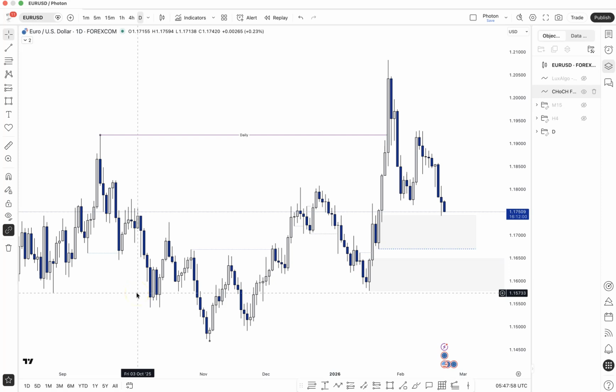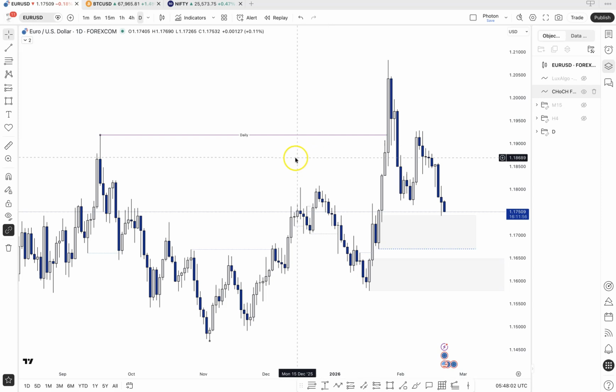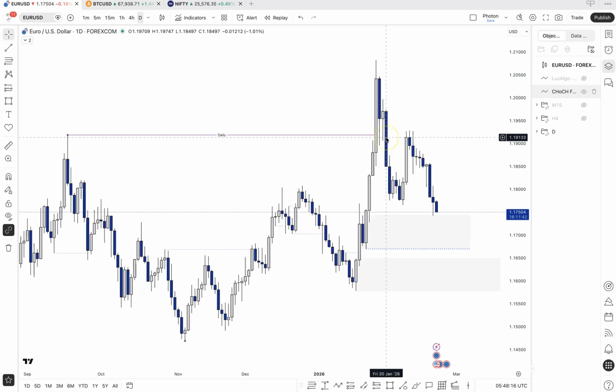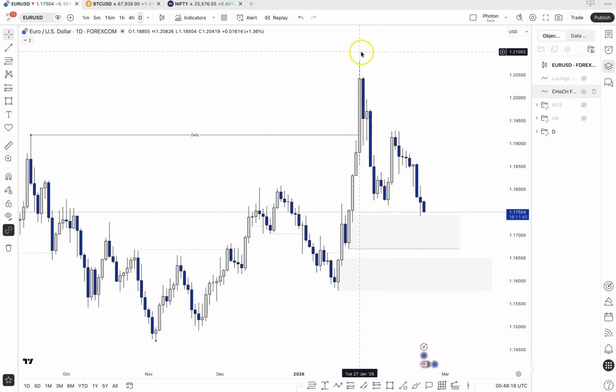Euro USD daily markup and forecast for Friday, the 20th of Feb. This is the daily time frame. We have the structure, a break of structure over here, and on the daily time frame, the overall swing structure is bullish. Why? Because this is where the break of structures happen. After the break of structure, we can expect a pullback to happen, which is what is currently happening.